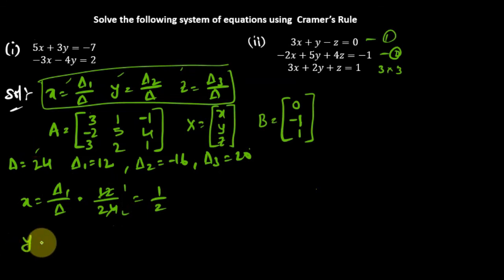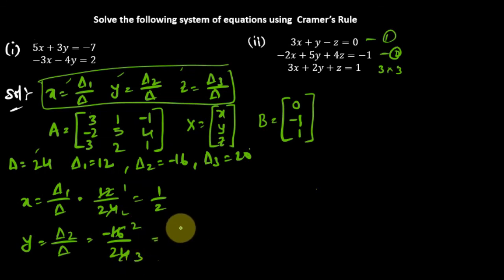Similarly, y is equal to delta 2 by delta. So delta 2 is minus 16 by 24. So this will become 2 times and by 3 times 4. So minus 2 by 3. 8 twos are 8 threes are, right? So next, this is my y value.